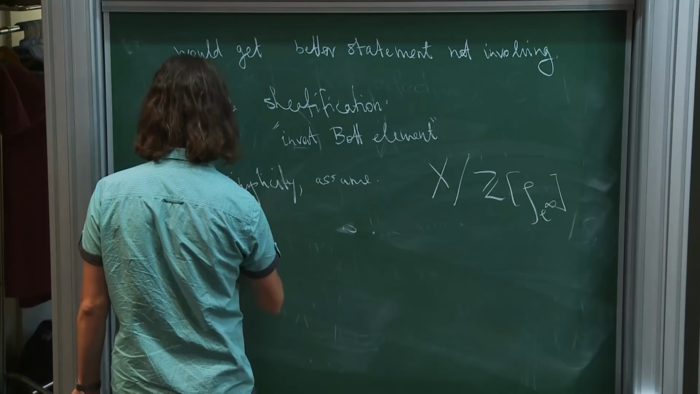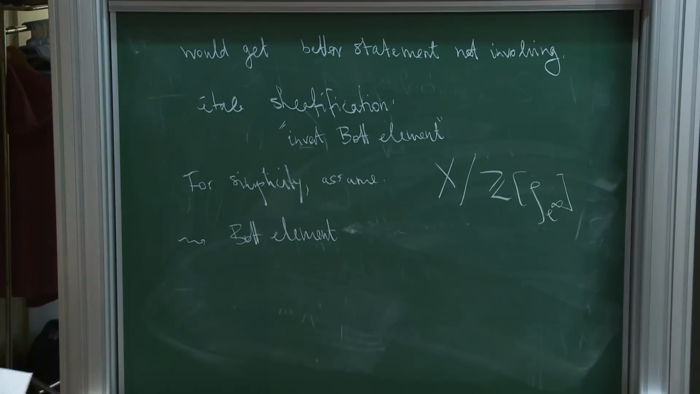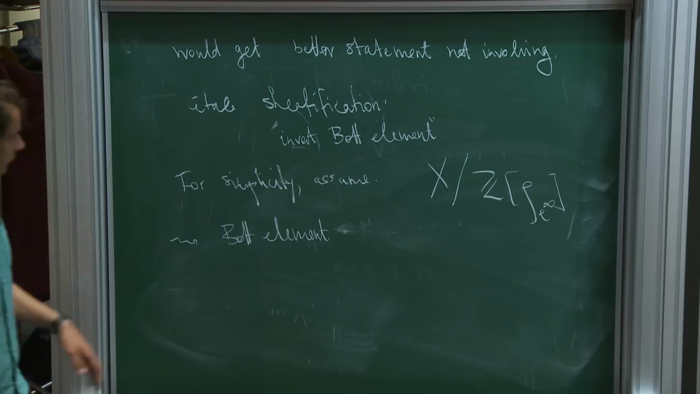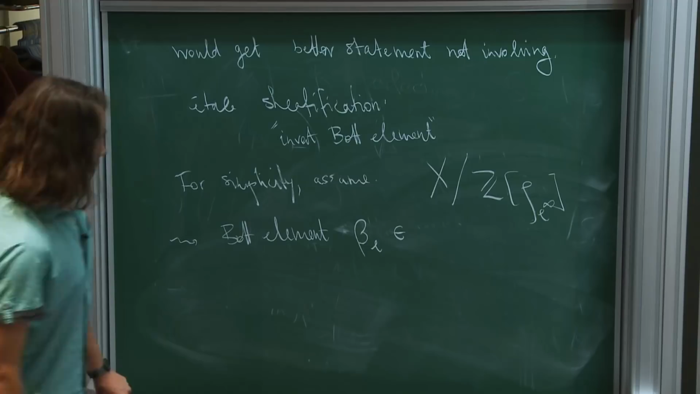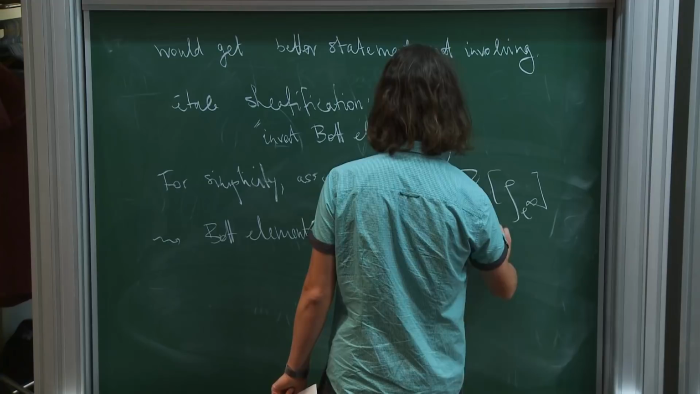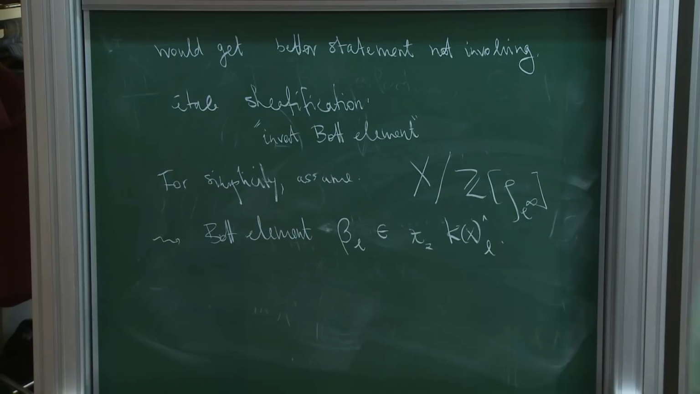Then, by the relation between the K1 of a ring and units, there's a way to define a Bhatt element, which will then live in pi 2, because in this l-completion there's some Tate module coming up. So there is a Bhatt element, it's called beta_l, living in pi 2 of the K-theory of X, l-completed. And you can invert that.